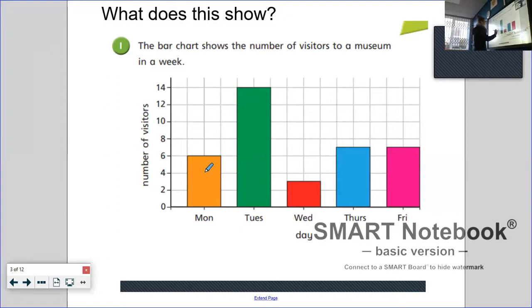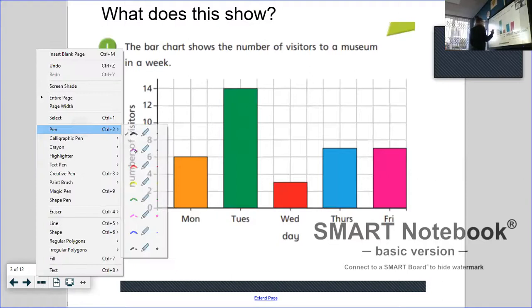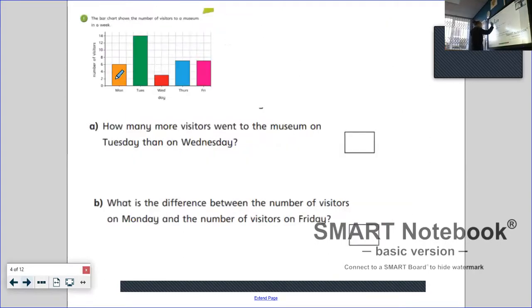So I know that on Monday there was 6. 14 on Tuesday. On Wednesday, in between 2 and 4, so that must be 3. In between 6 and 8 must be 7, and this one is also 7. So I can already start to see what's going on here. We've got 6, 14, 3, 7, and 7, and it shows how many people visited the museum in the week. Let's just add that to here.